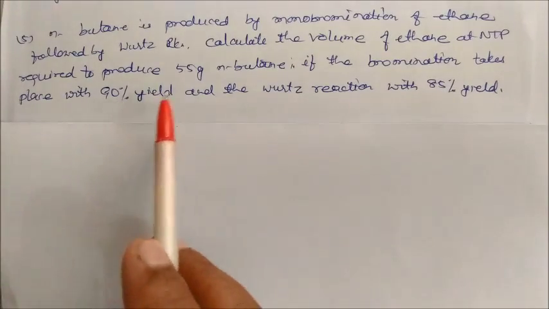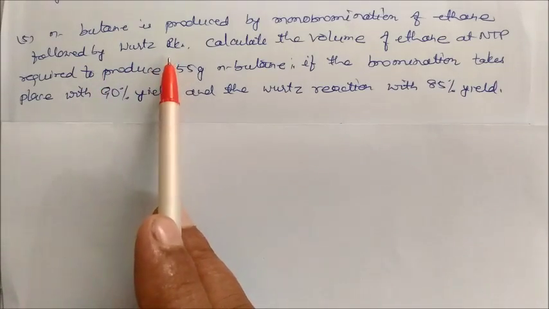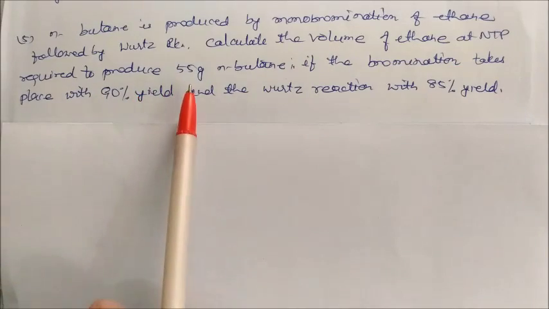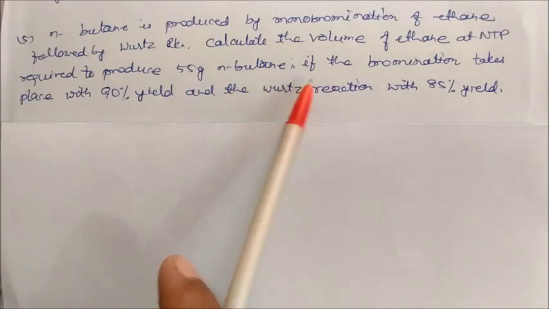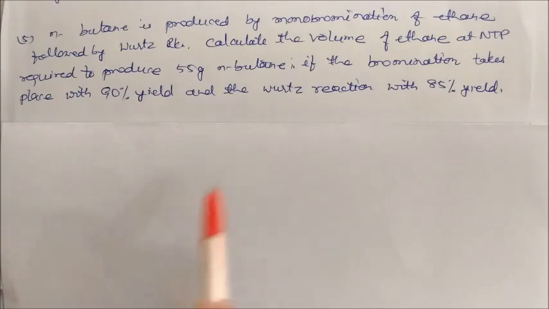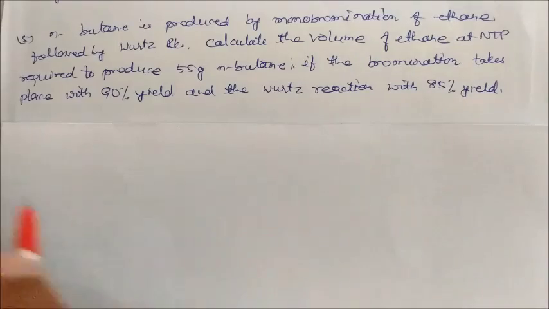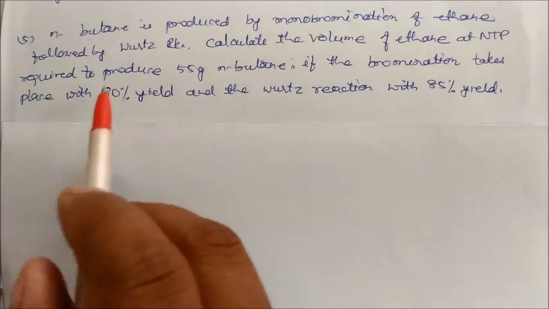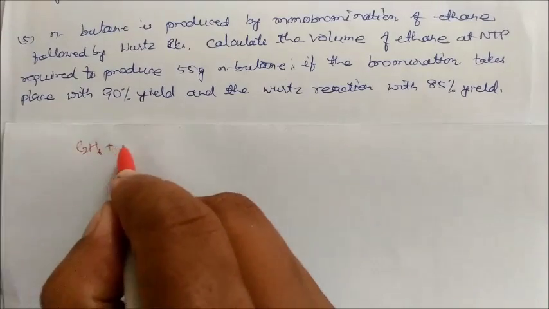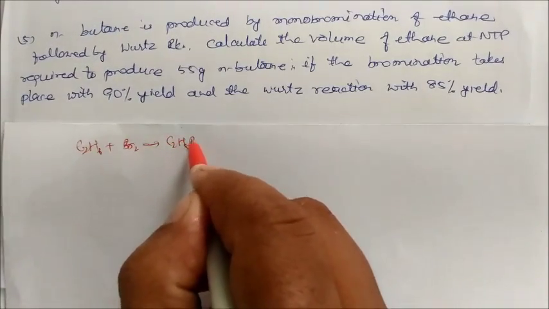N-butane is produced by monobromination of ethane followed by Wurtz reaction. Calculate the volume of ethane at NTP required to produce 55 gram of N-butane if the bromination takes place with 90% yield and the Wurtz reaction is 85% yield. So first write the reactions. Bromination of ethane: C2H6 plus Br2 gives C2H5Br.